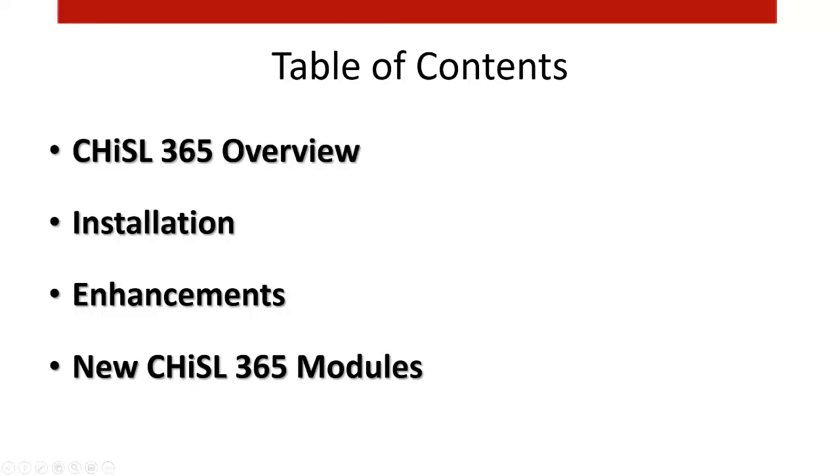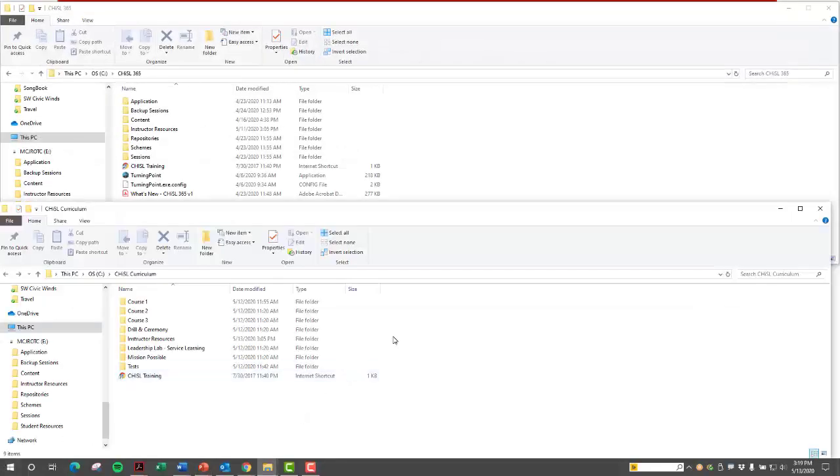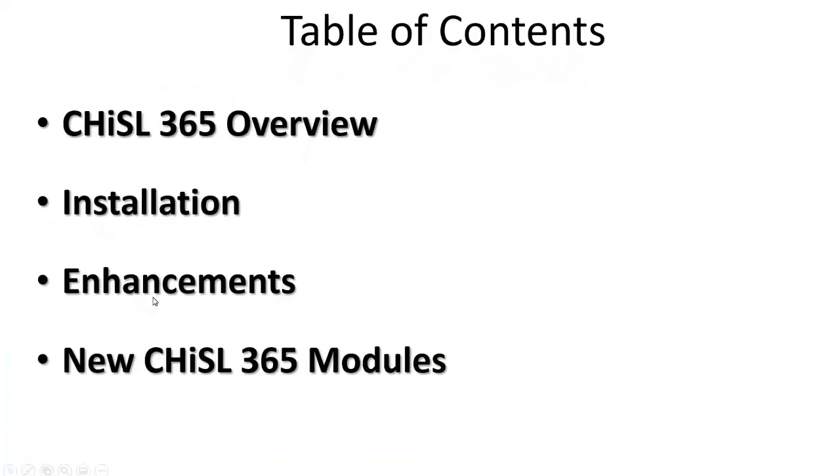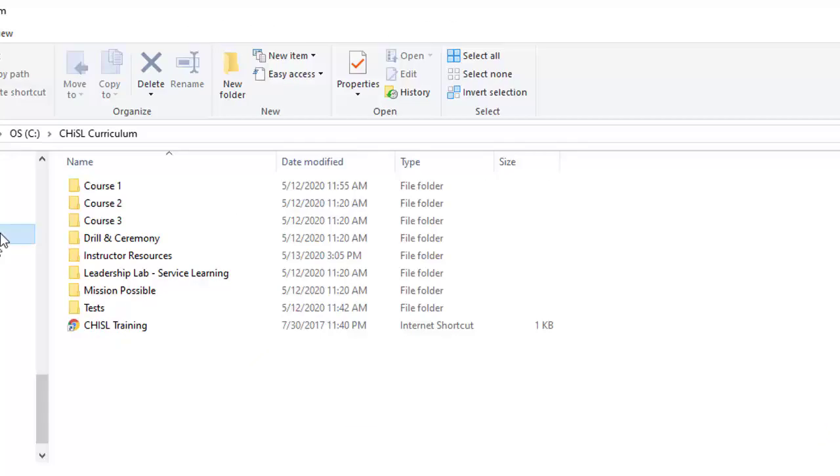So now that we have it downloaded and installed, let's compare the old CHiSL version to the new CHiSL 365 version. And this gets into our enhancements. On the bottom here, we see the old folder structure, also on the C drive, called CHiSL Curriculum, and we've got course 1, 2, 3, drill and ceremony, instructor resources, all the way down. There was a CHiSL training website as well.